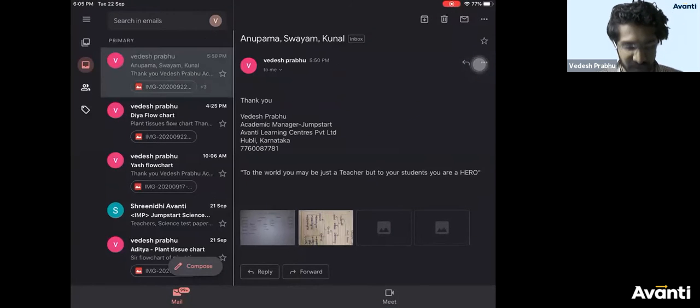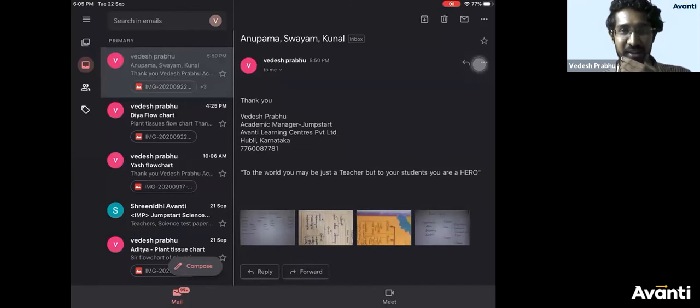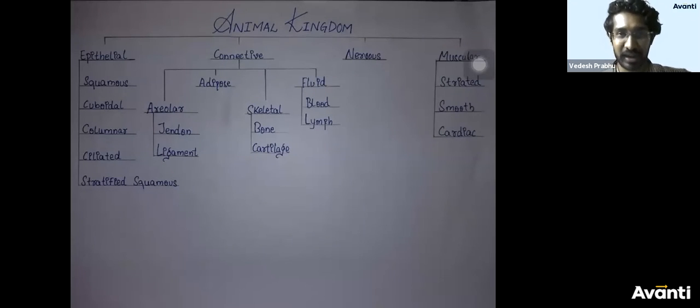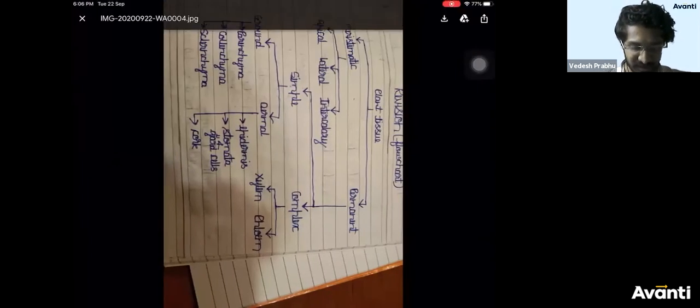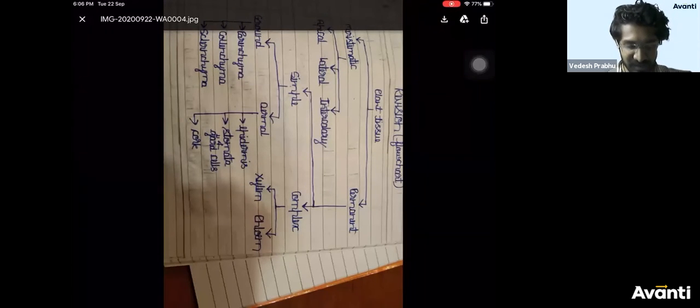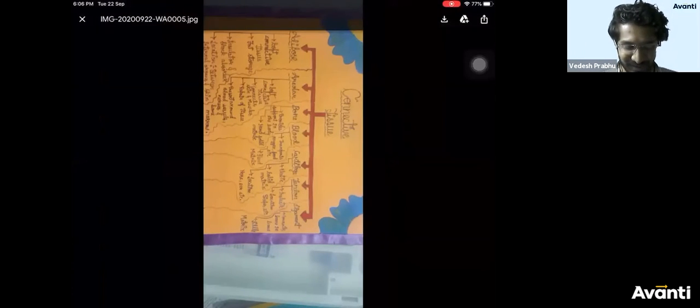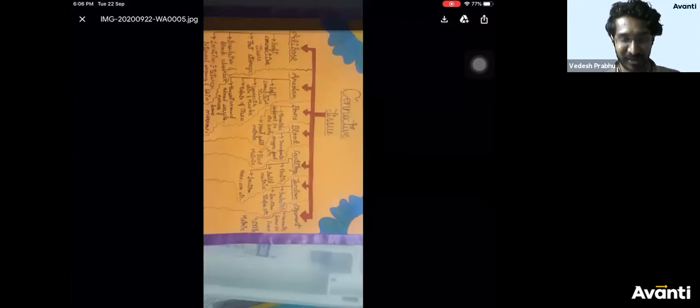Okay, yes. So these are a few flow charts, as you can see, from Anupam, Swayam, as well as Kunal. Very nice. They have done the flow charts. Good handwriting, Anupama. Next, Swayam. It's slightly tilted, so you also tilt your head like this and watch. And next, Kunal. All these are the flow charts sent by your classmates.